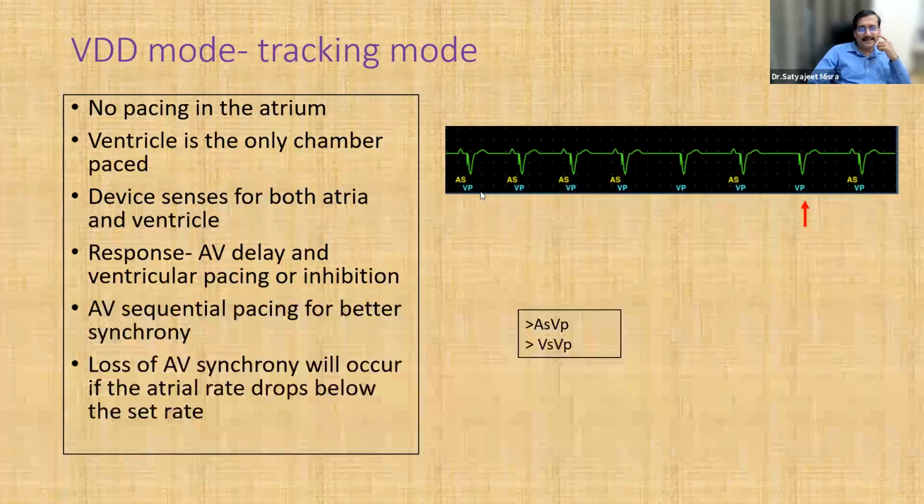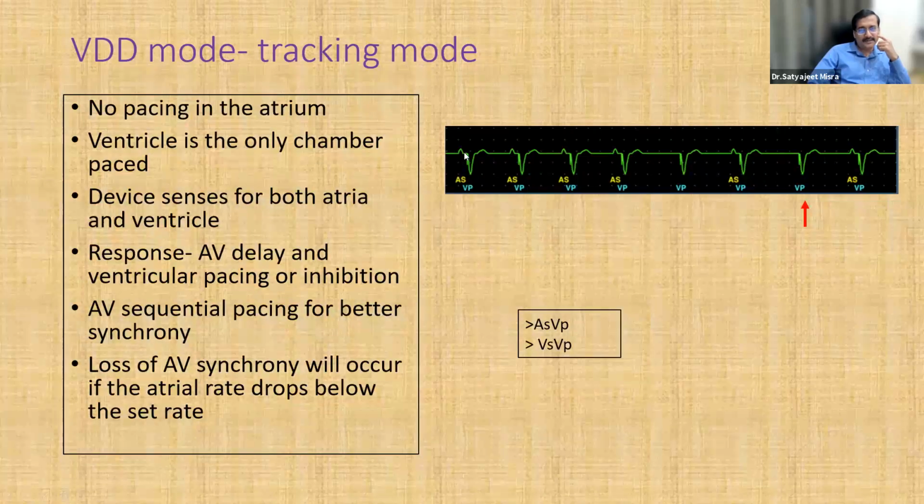So it's basically in A sense, V pace mode, where you're sensing the atria, you're not pacing the atria, you're only sensing the atria. You're starting the time delay, and you're again pacing the ventricle if there is no inherent ventricular activity. So you might ask, what is the advantage of such a situation?